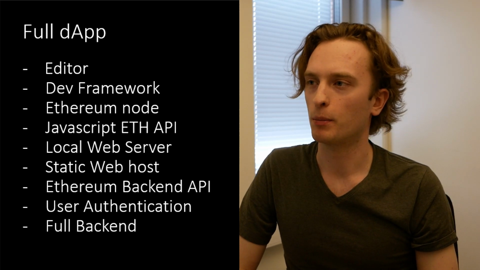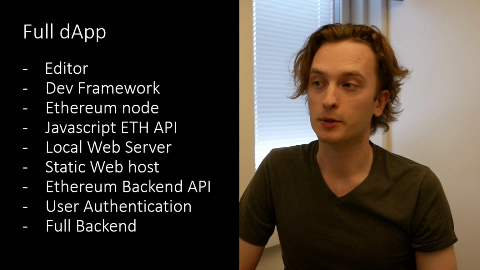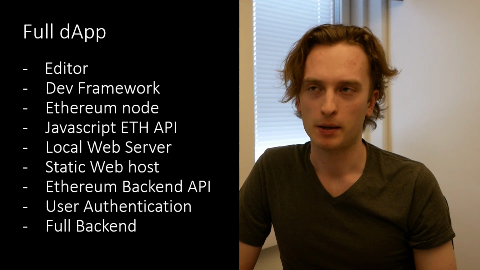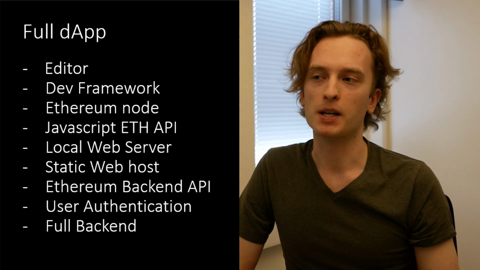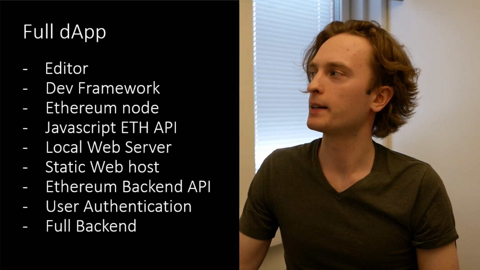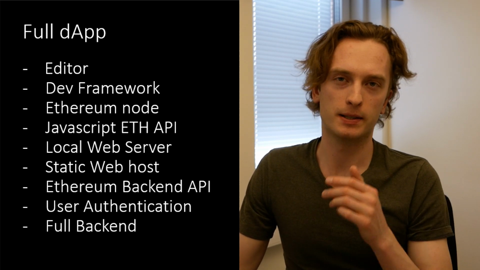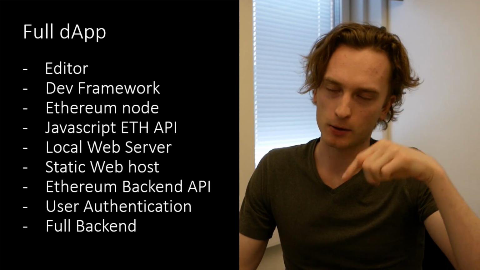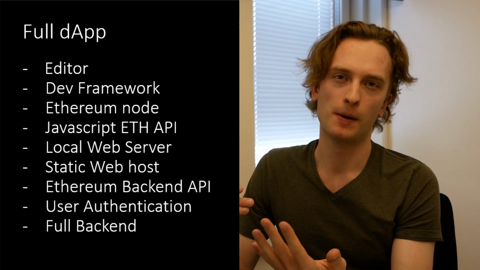Then you still need all of the above: editor, dev framework, Ethereum node, JavaScript Ethereum API, local web server, static web host, but you also need an Ethereum backend API. And what is this? Well, what I mean by this is you need someone to have indexed the blockchain and provide an API for you to quickly query things like, what tokens does this user own? So your dApp will get an address from MetaMask into your website, and you want to render all of the tokens that this person owns.